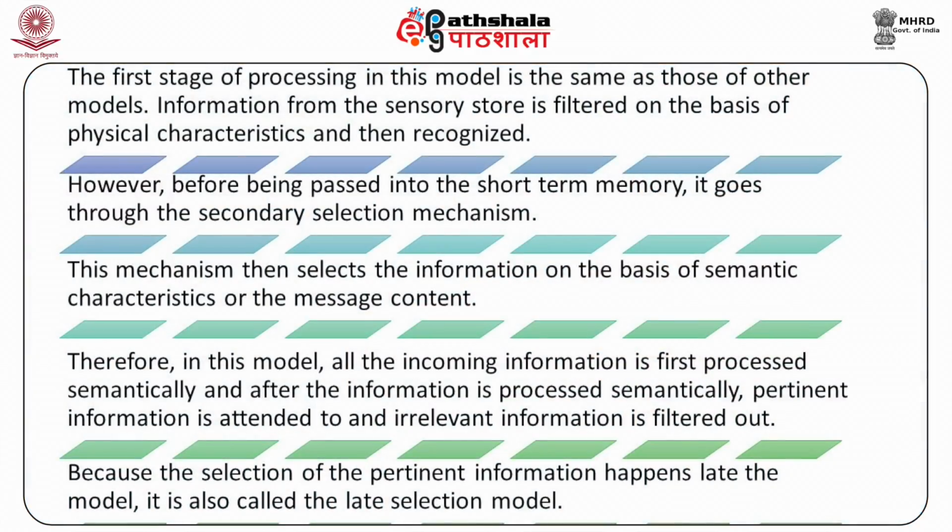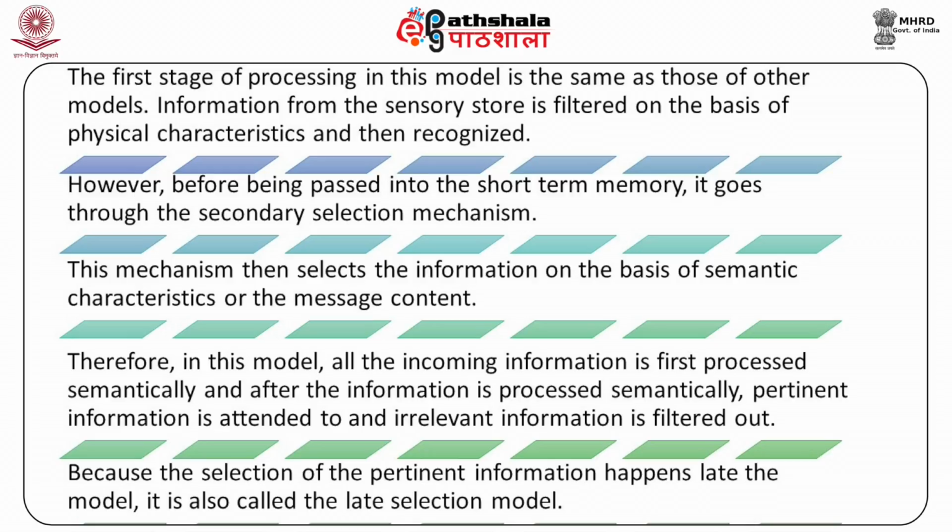models explained above. The first stage of processing in this model is the same as those of the other models. Information from the sensory store is filtered on the basis of physical characteristics and then recognized. However, before being passed into the short-term memory, it goes through a secondary selection mechanism. This mechanism then selects the information on the basis of semantic characteristics, or the message content.